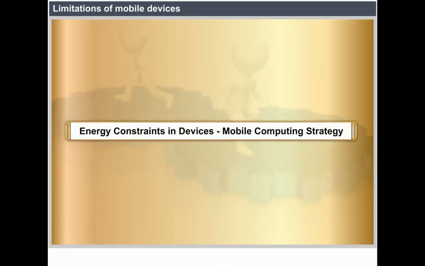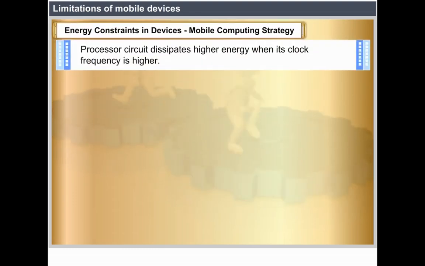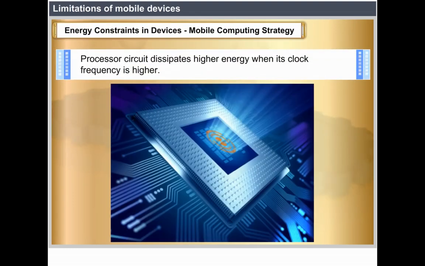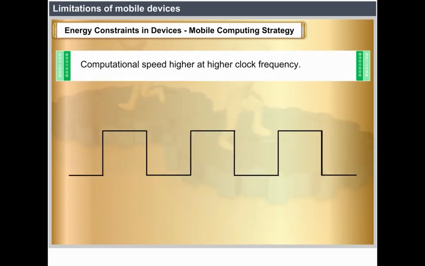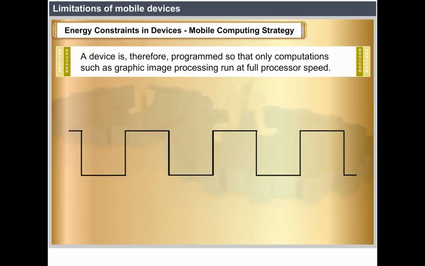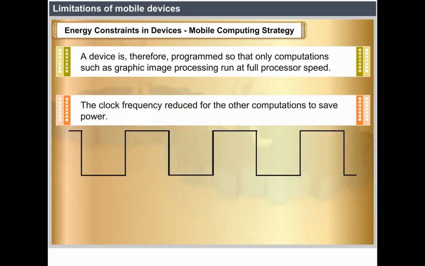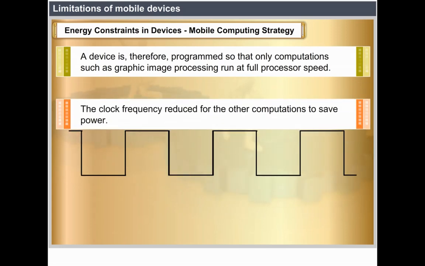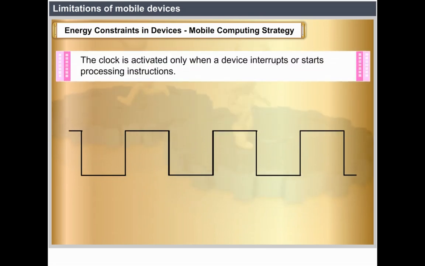Energy constraints in devices, mobile computing strategy. A processor circuit dissipates higher energy when its clock frequency is higher. Computational speed is higher at higher clock frequency. A device is therefore programmed so that only computations such as graphic image processing run at full processor speed, and the clock frequency is reduced for the other computations to save power. The clock is activated only when a device interrupts or starts processing instructions.